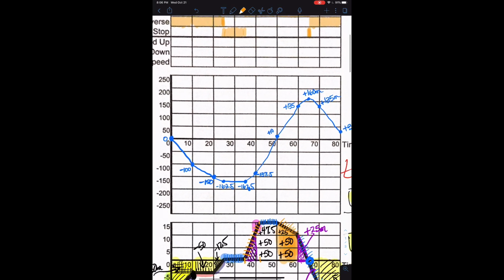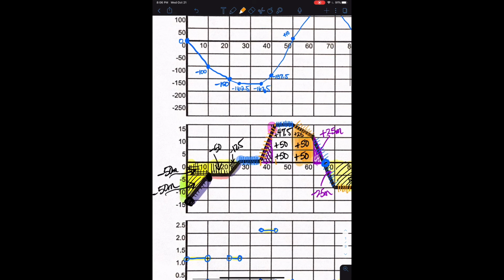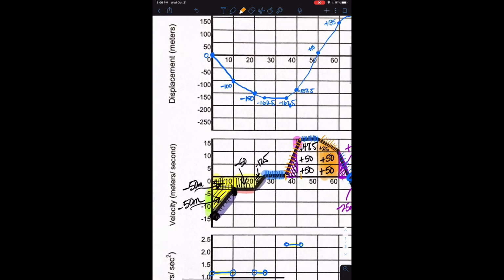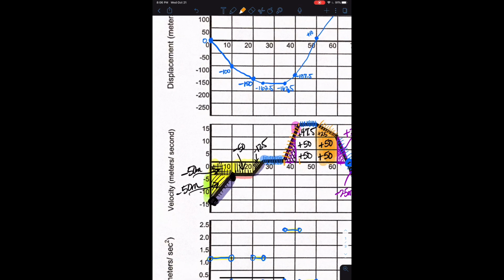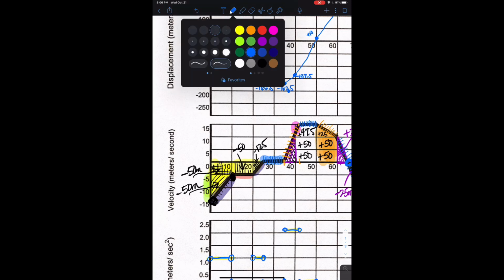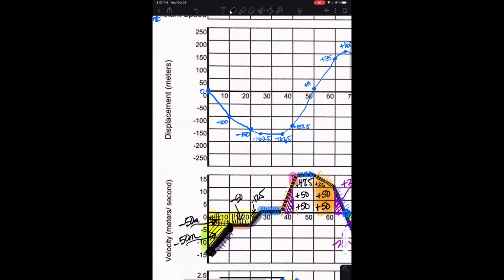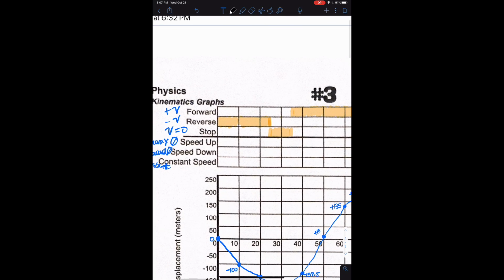All right, let's look at this one, speed up. Speed up is when we're going away from 0. Well, if we look at this down here, we should be able to see, this is such a mess. So from 0 to 10, right here, we are going towards 0. So this is a slow down. From 0 to 10 seconds, we're slowing down. Okay, so speeding down from 0 to 10, right here.